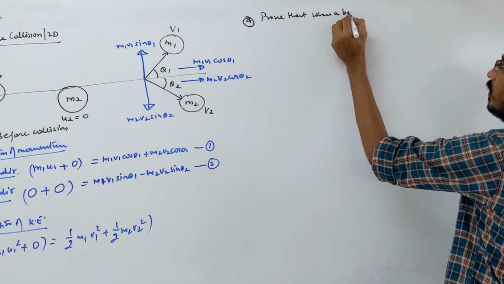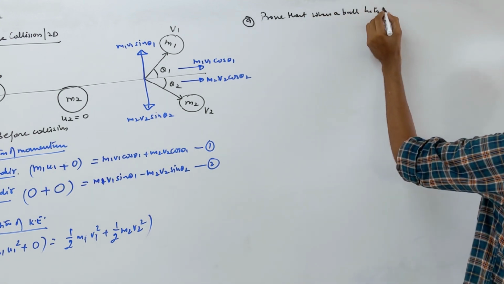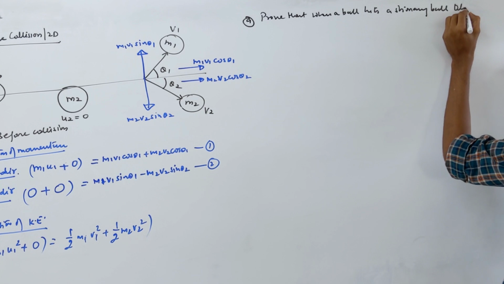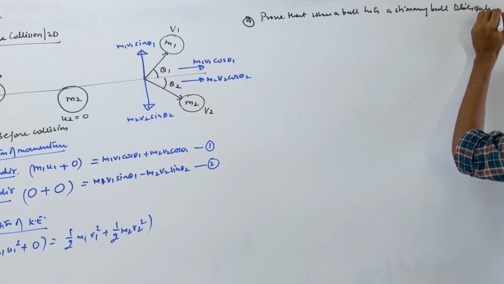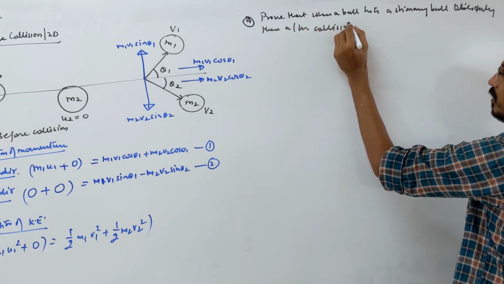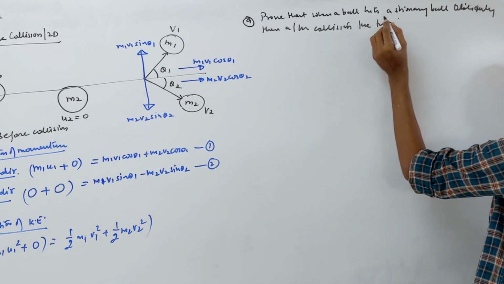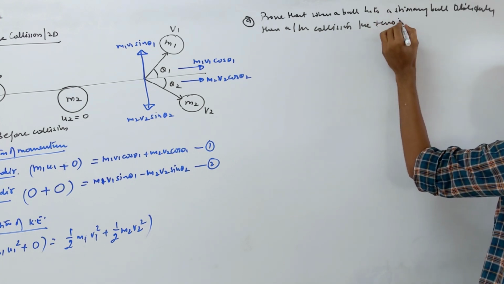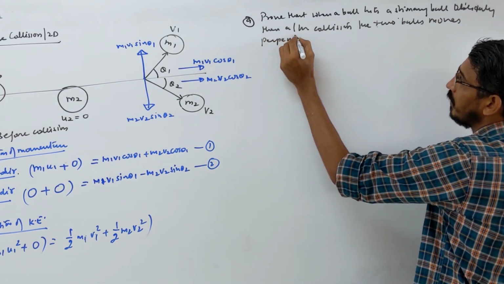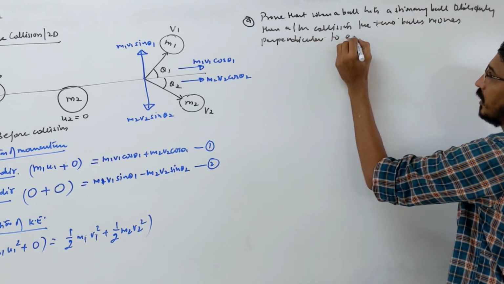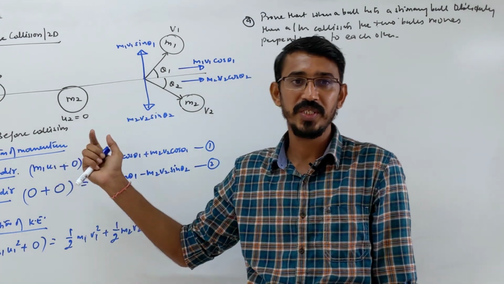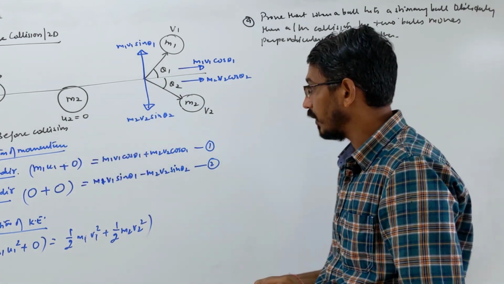Prove that when a ball hits a stationary ball obliquely, then after collision these two balls move perpendicular to each other. So in the recent pattern of the NEET exam, they have been asking two-dimensional problems. So you have to understand this nicely.